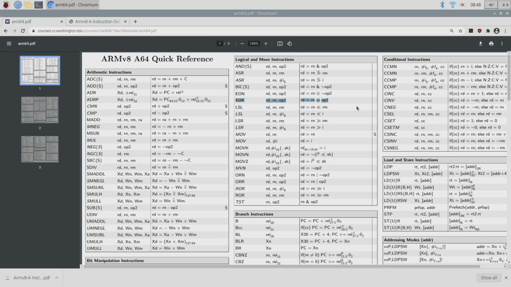Okay, so what is ASR, LSL, LSR, and ROR? What are these guys doing? Well, what are the symbols over there? Look at, for example, either LSR or LSL. What's the symbol there? Yeah, but look real closely. It's not smaller than or equal to, it's two of those, right?